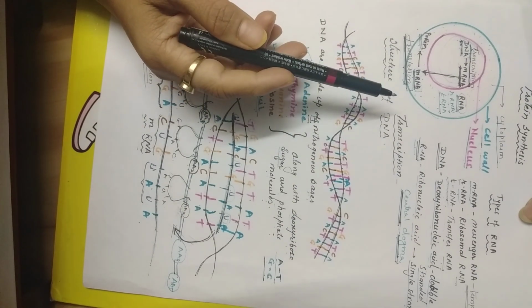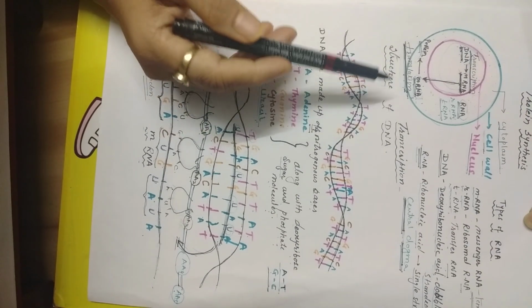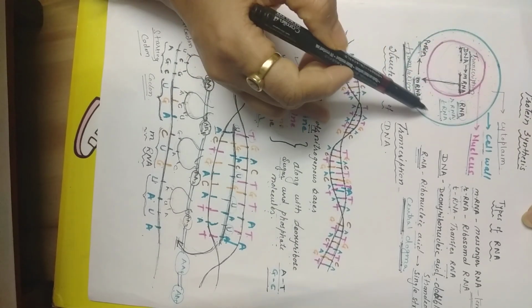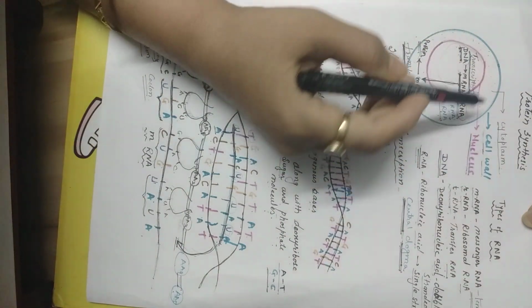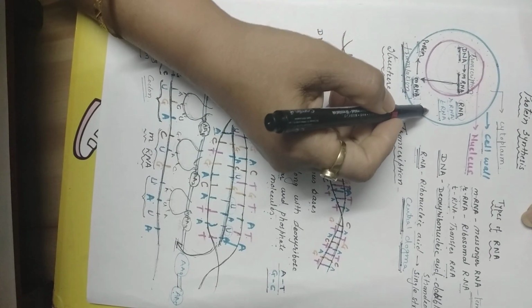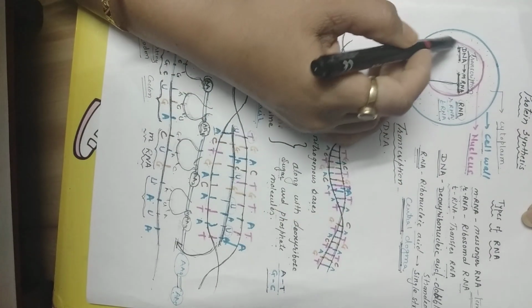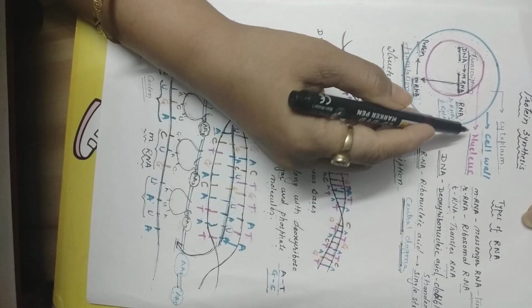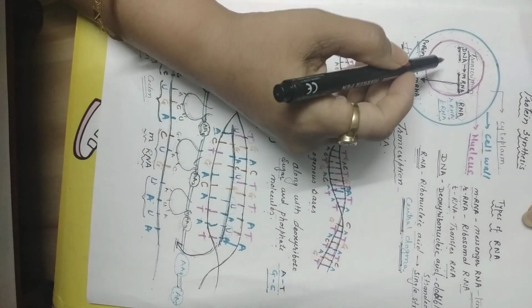This is the outermost covering of the cell, that is cell wall. Inside it cytoplasm is there. Then different organelles are present and nucleus is also present. Nucleus is very much important part of the cell. And last year we have seen that inside the nucleus chromosomes are present, and those chromosomes are made up of DNA.